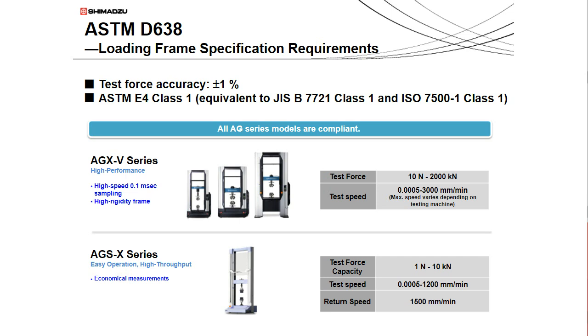Shimadzu offers two lines of test frames, the AGXV and the AGSX, which are both standard compliant test machines for D638. The AGXV is our high-performance model with industry-leading specs such as high-speed sampling, highly expandable input-output options, and very high rigidity. It can also handle all the challenges of a high rigidity sample. Typically a 10 kilonewton frame is enough for plastics. However, high-strength plastics may reach test forces above 20 kilonewtons for typical test samples. The AGSX is our other model. It's an all-around test frame with excellent specifications for the price.